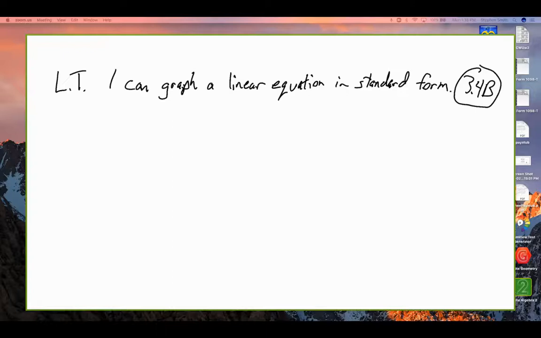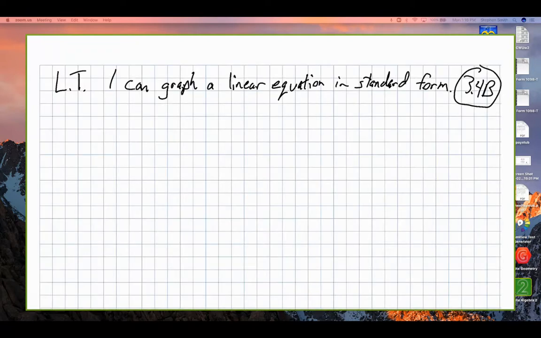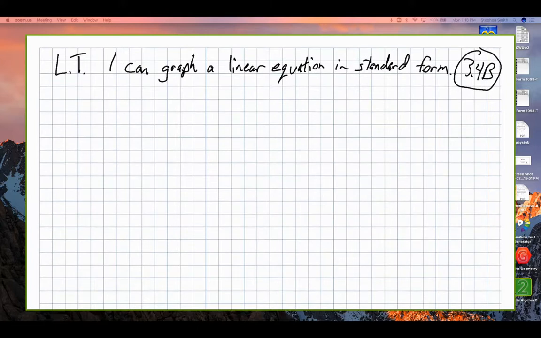Okay, so again, the learning target for today is I can graph a linear equation in standard form. I'm going to switch to graph paper. And we've already kind of touched on this. The big thing here is when we're graphing a linear equation in standard form, we're going to use the x and the y-intercept as the 2 points to graph it with.